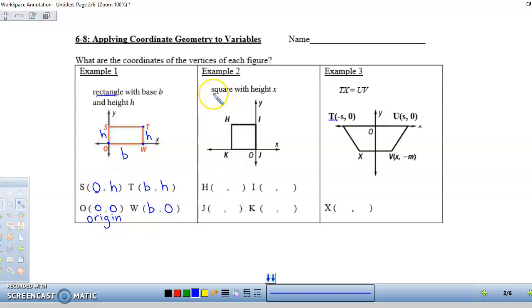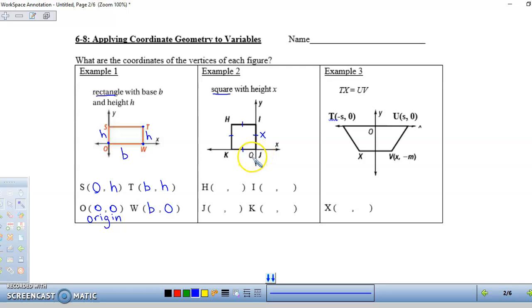Second example, we have a square. As we know, a square has 4 congruent sides. And the height of the square is x. So what that means is all of the sides have a length of x. Okay, so I want you to pause for a second and try to figure out all 4 points. Okay, so welcome back here.